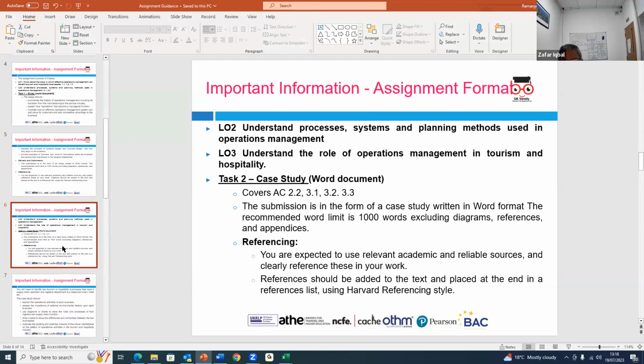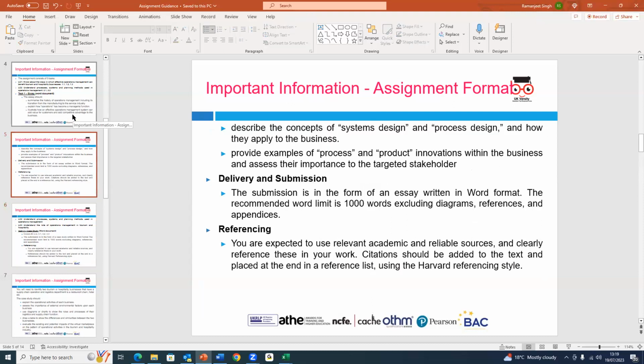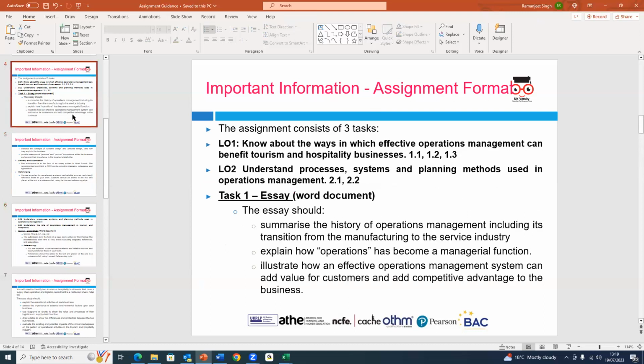Now learning outcome number 3 looks at the role of operations management in tourism and hospitality, and it covers assessment criteria 22, 31, 32, and 33. So this covers four assessment criteria, and this is again a 1,000 words word-processed document, which looks at the history of operations management, including its transition from manufacturing to the service industry.